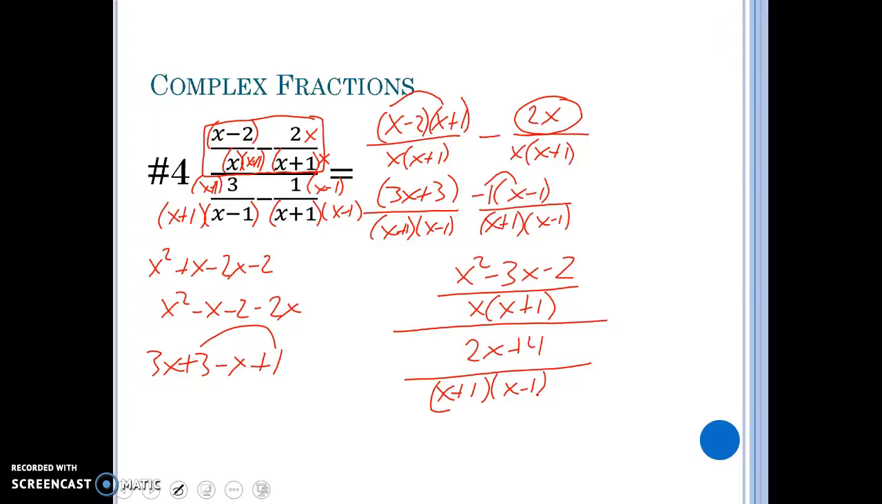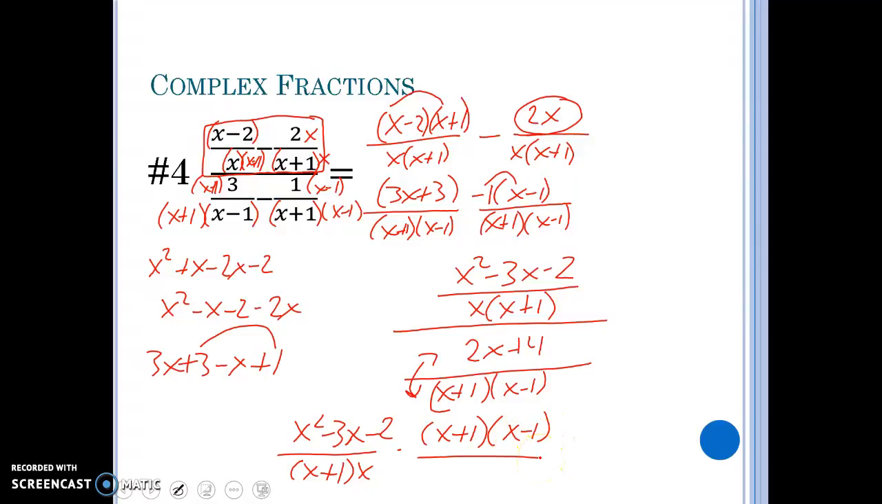What I'm going to do next is I'm going to take the x squared minus 3x minus 2 over x times x plus 1. I'll write it as x plus 1 times x. And I'm going to multiply it times the reciprocal of the bottom. So in the numerator, I'm going to have x plus 1 times x minus 1. And the denominator, I'm going to write it as 2 times x plus 2.